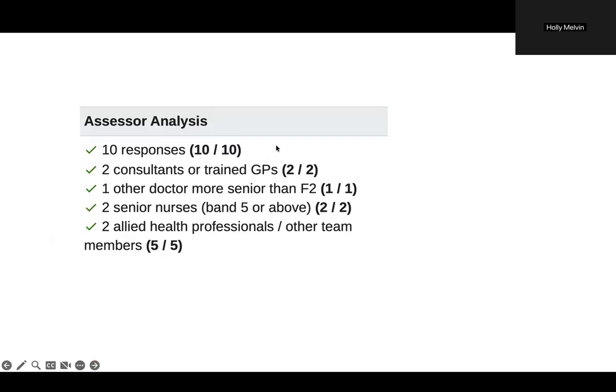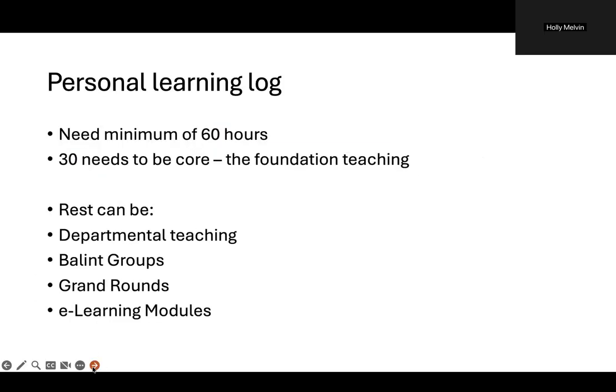So here you can see you need a total of 10. You need to have at least two consultants or GPs. You need a doctor who's more senior than an F2. You need two nurses and two allied health professionals. So that could be other team members, that could be OTs, physios, ward clerks, a receptionist, a support worker, a pharmacist, loads of different people. And foundation doctors, like we said, need to come to a total of at least 10.